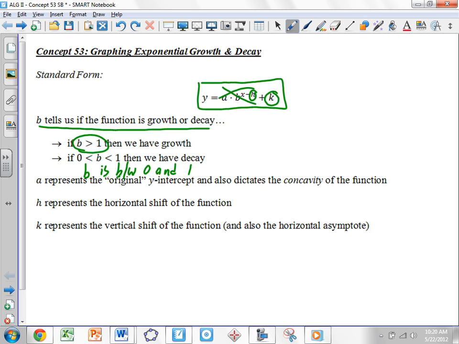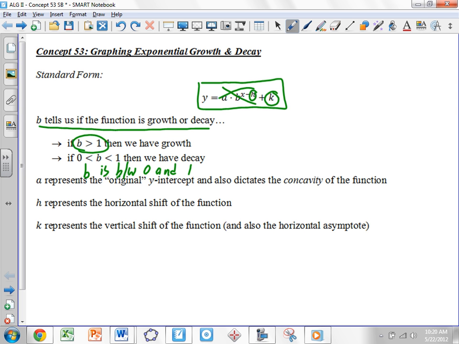And you don't have growth or decay. And if B is just 1, this is just a 1 now. And 1 to any number is still 1. So you don't really have growth and decay there either. So B is never going to be 0 or 1 for growth and decay. It's going to be between 0 and 1 for decay and greater than 1 for growth.